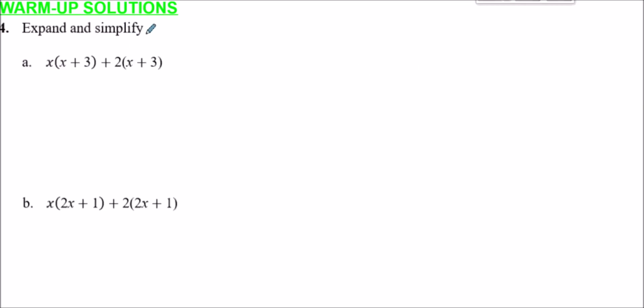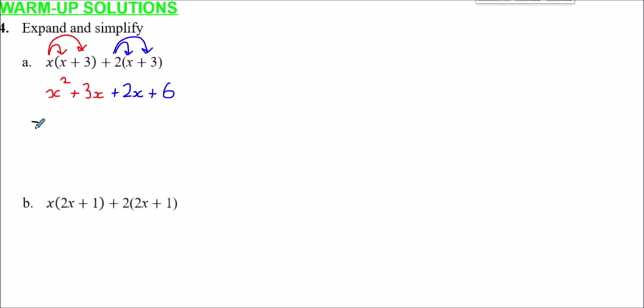Question 4, expand and simplify these. So without using a diagram, when we expand brackets, we take everything before the bracket and multiply it in turn by everything on the inside. So first of all we do x multiplied by x, which is x squared. We then do x multiplied by positive 3, which is positive 3x. Now we do the same for the second set of brackets. So 2 multiplied by x is positive 2x. And then positive 2 multiplied by positive 3 gives us positive 6.